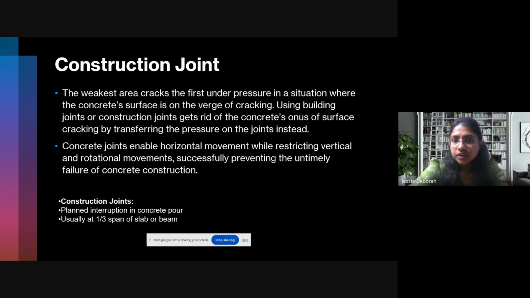Okay, now coming to the construction joint, what is a construction joint? Construction joint is because one cannot cast the entire thing at once. So what happens is, under pressure in any situation where there's a concrete surface on the verge of cracking, the weakest area will actually crack first. Okay, so here we are using building joints or construction joints so that that cracking or transfer of pressure does not happen at every place. So the joint will actually take care.